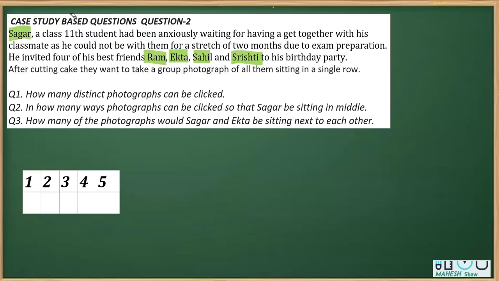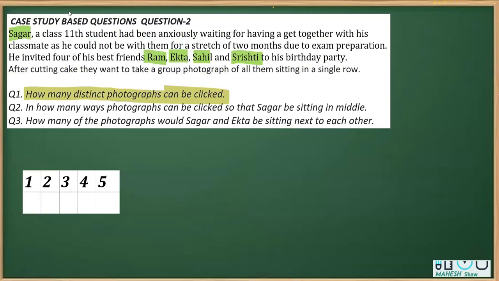Now, in the first part, they're asking how many distinct photographs can be clicked. So distinct is, say, if I arrange like this, Sagar, Ram, Ekta, Sahil, and Srishti, even if I displace just one person, this is going to be another photograph. So we'll call them not the same as the previous.